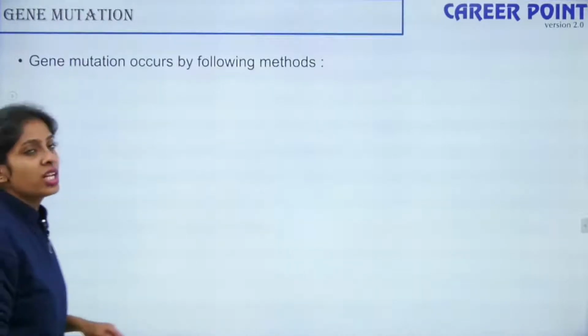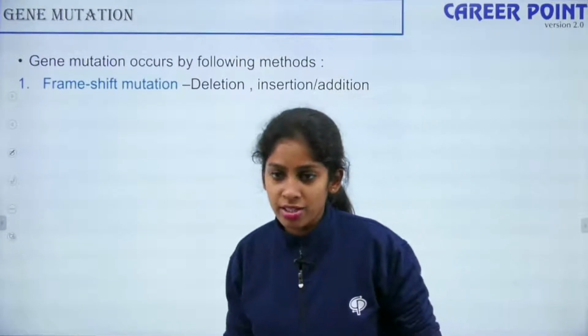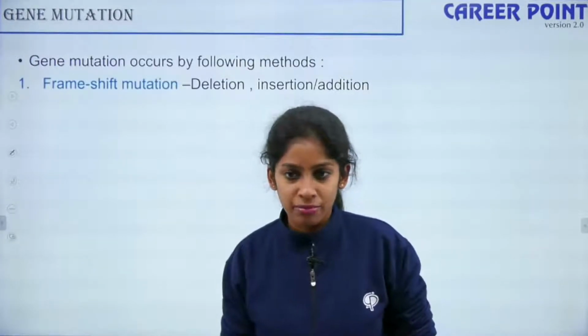So gene mutation occurs by the following method. No, that is not me. That is not me. So you have my name as Krishna. Okay.